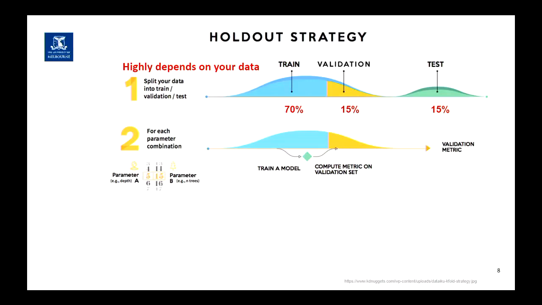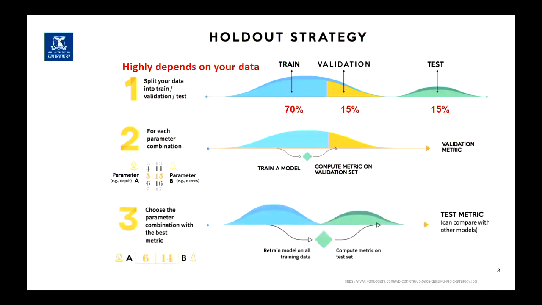And this will guide us to choose what's the best combination. And then what we're going to do is we're going to combine the train and the validation, retrain the model on the whole data and evaluate it on the blind test. Okay? And this will give us a test-independent metric. And then we're going to compare this metric with this metric.